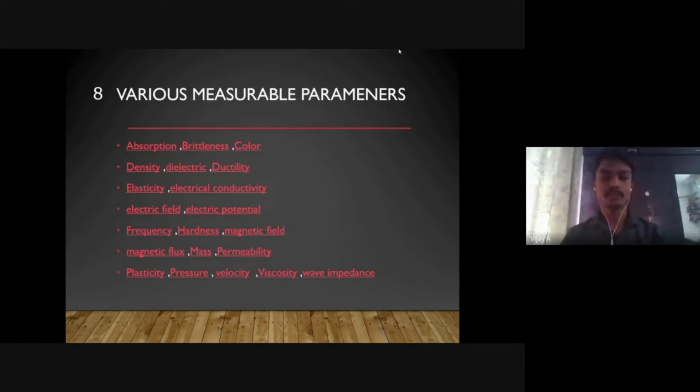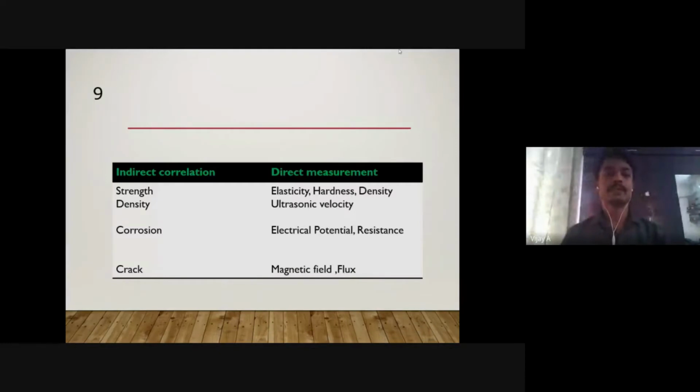Normally we have studied that we can check only for density or ductility, or the mass, the permeability, and electrical conductivity. Apart from that, these are the different parameters which you can study in NDT techniques. You have indirect correlation like strength. You have direct measurement like elasticity, hardness, and density. For density, you have ultrasonic velocity. For corrosion, you have measurements like electrical potential or resistance. And for cracks, you can apply a magnetic field or flux.